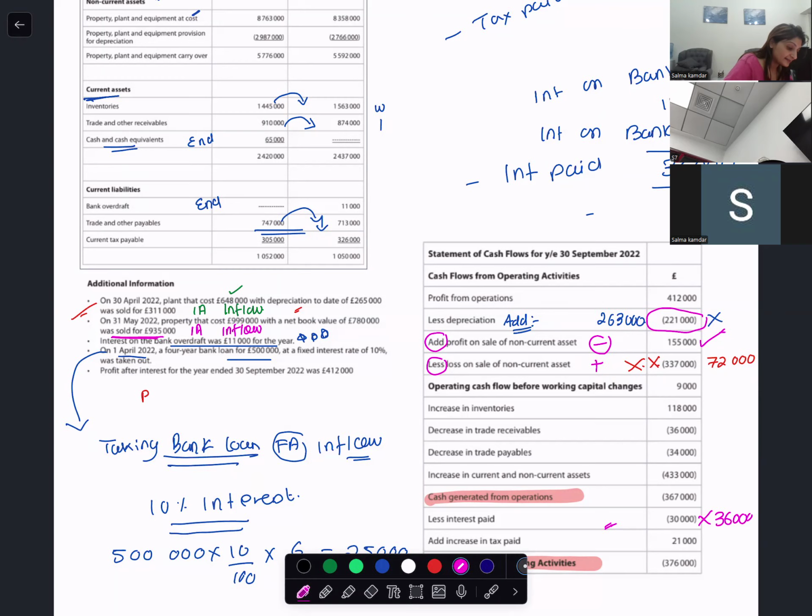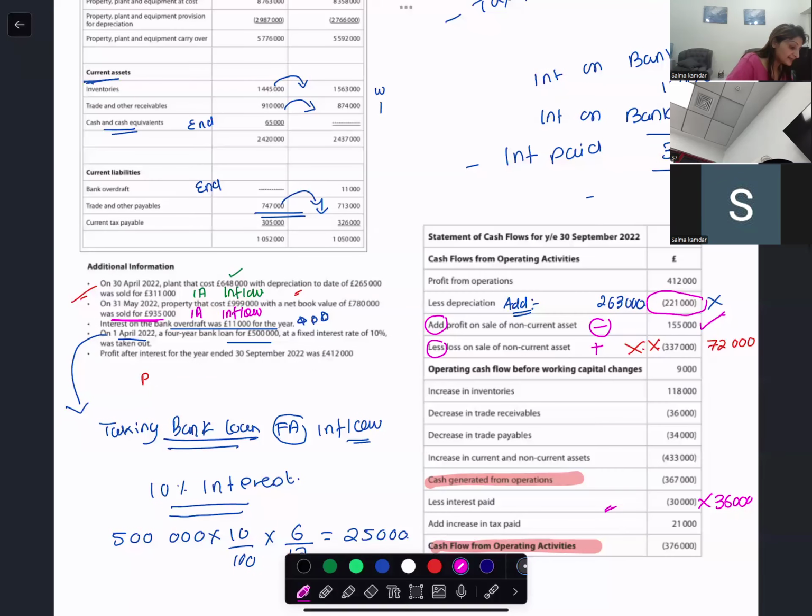Tax paid, you will change. Tax paid, minus interest paid, minus tax paid. Which year tax will you pay? Last year, 305,000. So this tax paid, is it correct? No. So this would be 305,000.